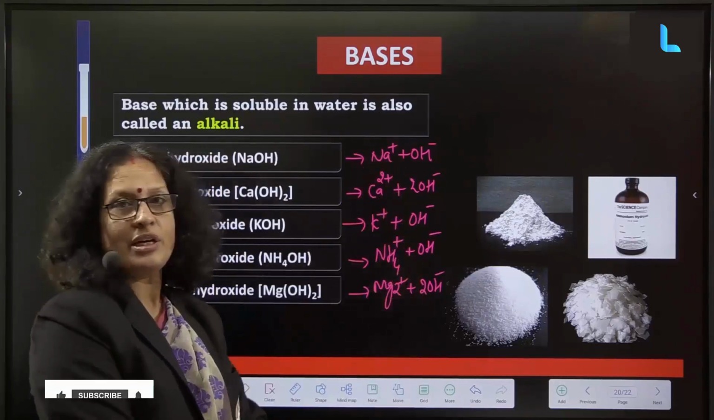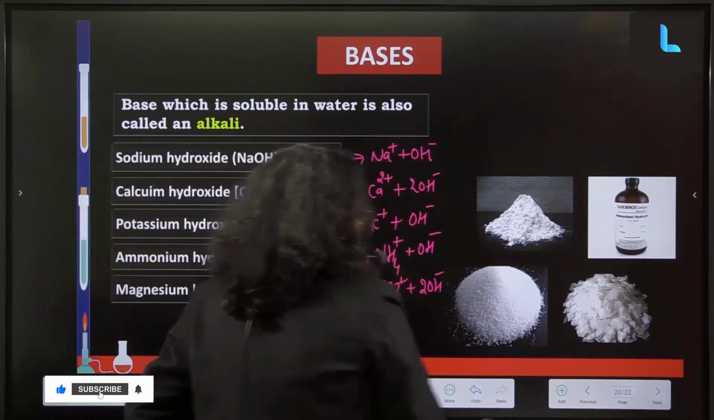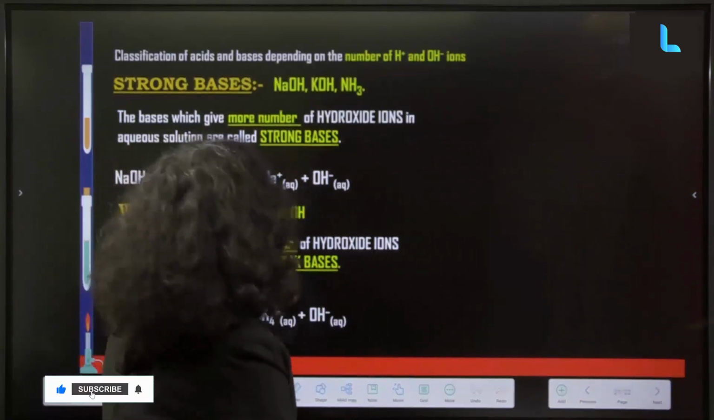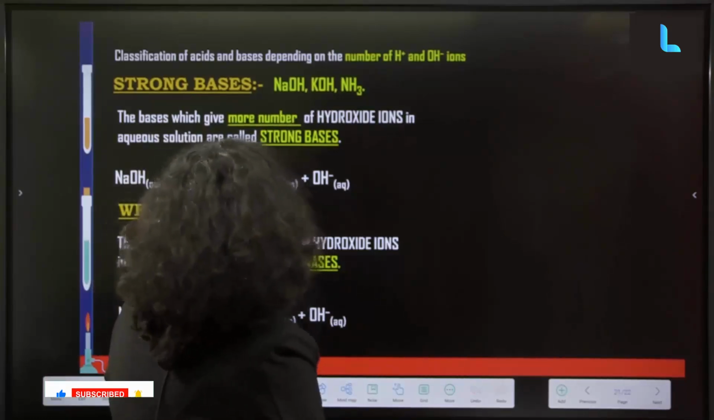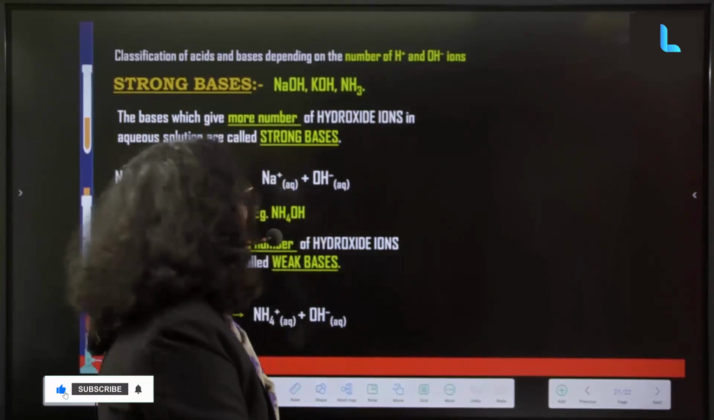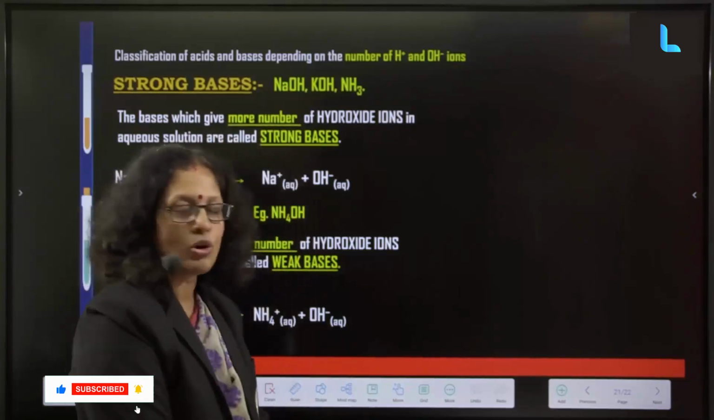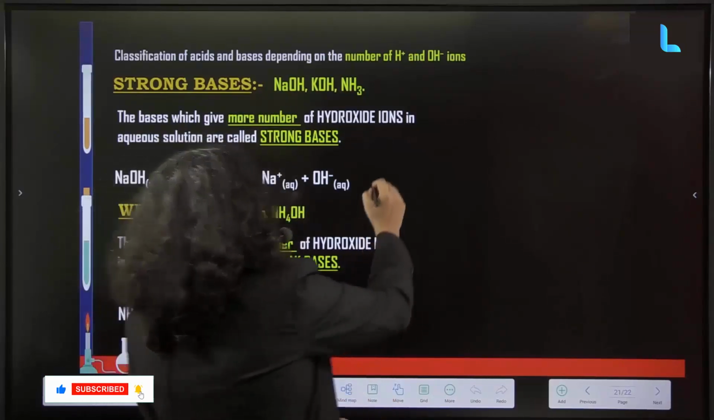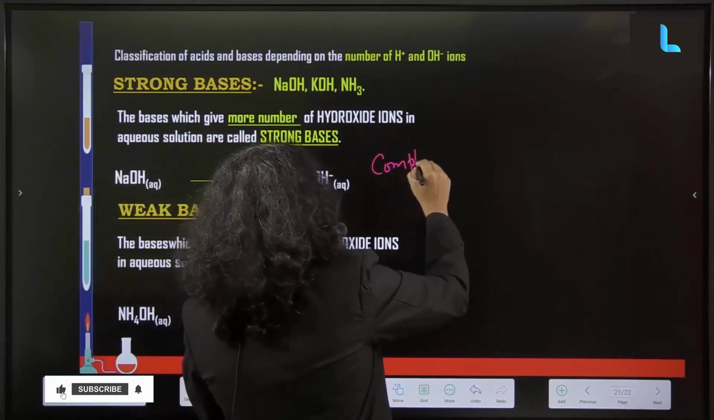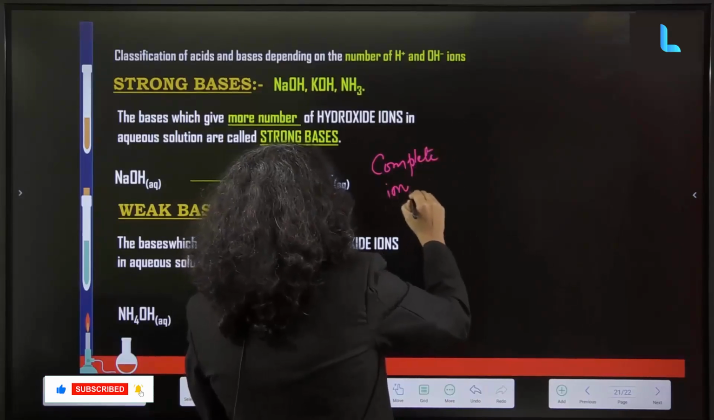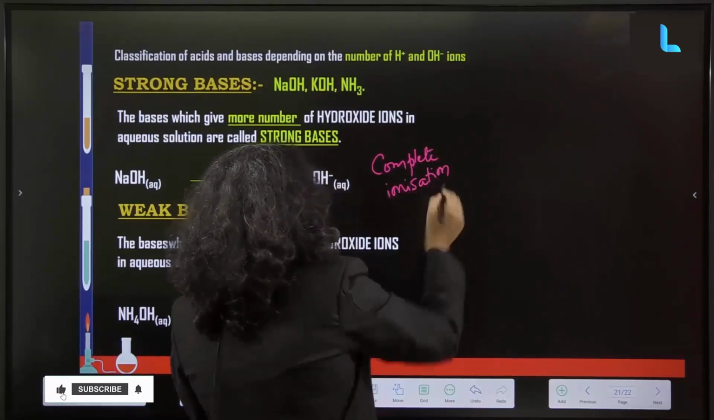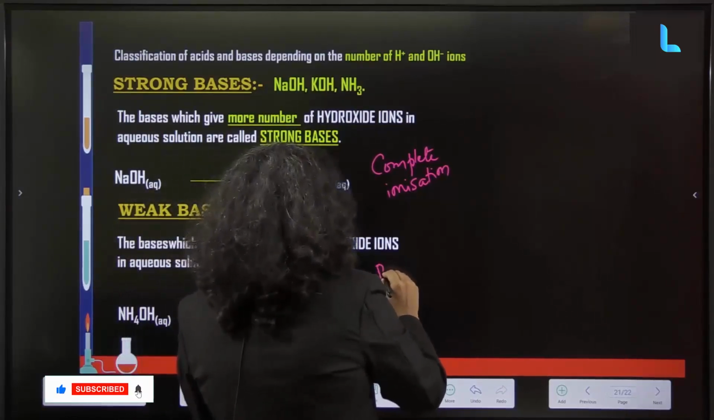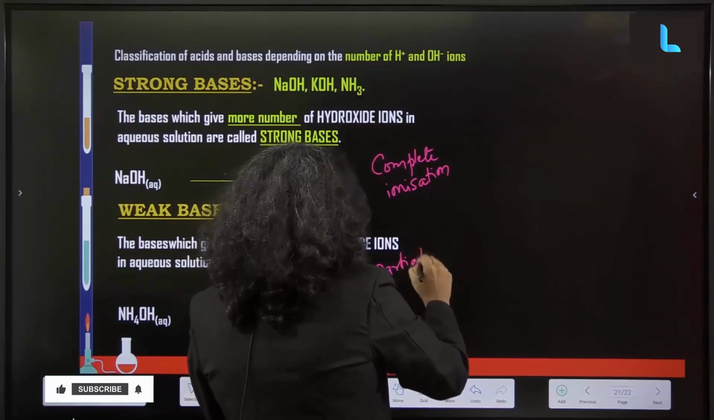So all are giving OH minus, which indicates the substances are alkaline in nature. Now we see strong bases like KOH and NaOH. The bases which give a large number of OH ions in aqueous solution are called strong bases, meaning complete ionization will take place. When ionization is complete, substances are strong acids or strong bases. When ionization is incomplete, we can say partial ionization.